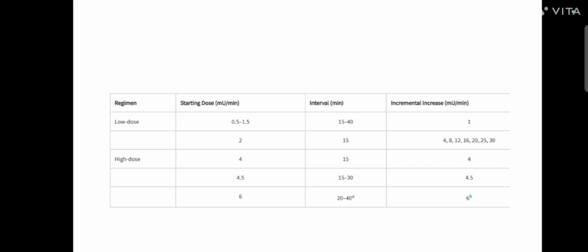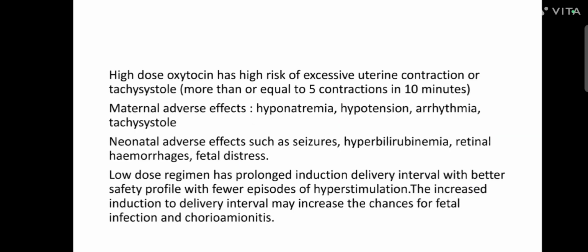Okay. Whereas in the high dose regimen, you start with 4 to 6 international units, and you keep increasing the same, 4 to 6 international units every half hour, and you keep recording the uterine contractions and also the baby's heartbeat at the same time. And based on the need for oxytocin, you can increase up to 90 international units.